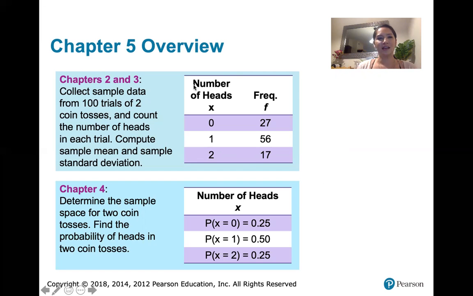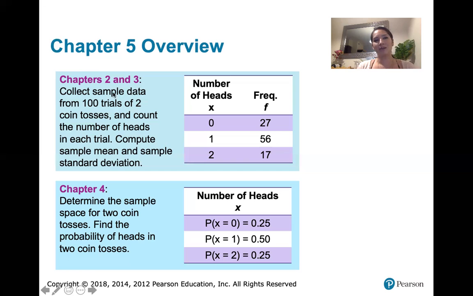And it looks like during those 100 trials, 27 of those trials had 0 heads. So they flipped the coin twice and they got tails both times. In 56 of those trials, they got 1 head. So one of them was heads and the other one was tails. And then in 17 of those trials, they got heads twice.